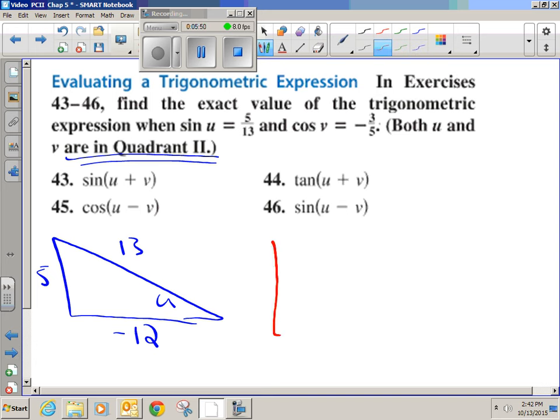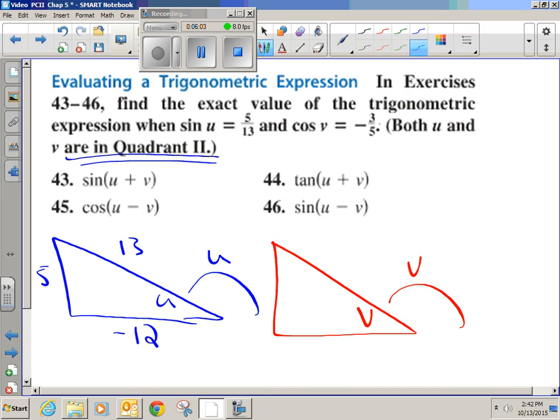In red here, and I will figure out v. This is angle v. Likewise, this would be angle u. But more importantly, I'm looking at my triangle, and cosine of v is -3/5. So this is -3. That's 5, and this guy here is 4.